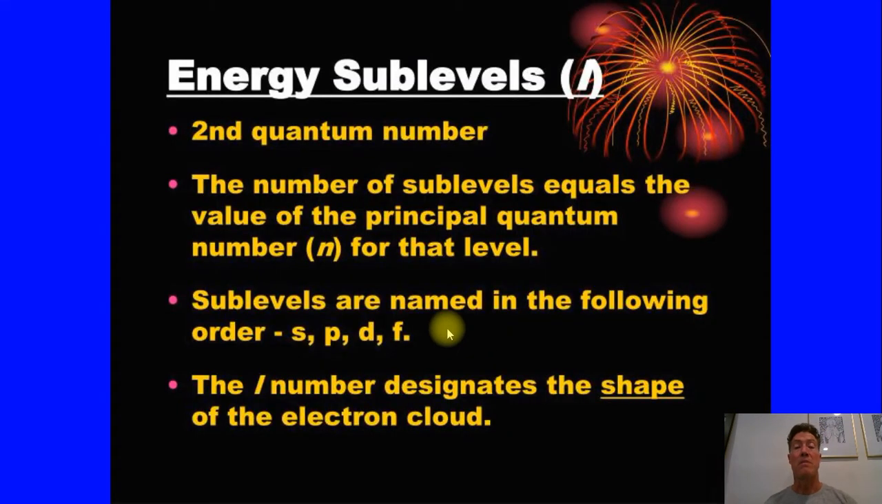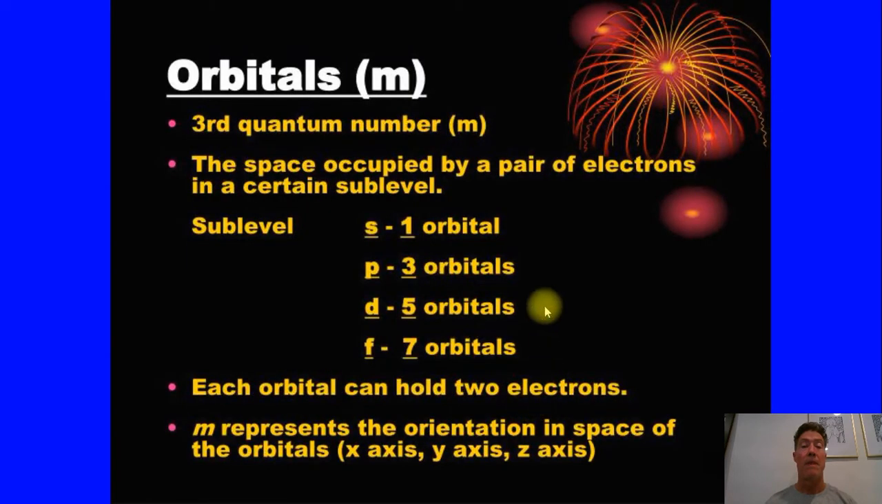The second quantum number equals the number of sublevels, and we name those sublevels in this order: S, P, D, and F. And the L number, the third number, designates the shape of the electron cloud. So this is how many orbitals. An orbital is a space for electrons. Every space can hold 2 electrons. So every orbital can hold 2 electrons.